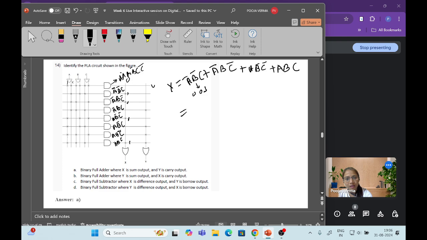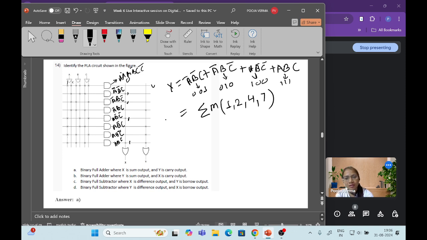A dash B dash, if we are taking 0 1 form, it is represented as 0 1 0. It is 1 0 0. It is triple one. So if we want to write in terms of min terms, what will be the values? It is 1, it is 2, it is 4, and it is 7, right?